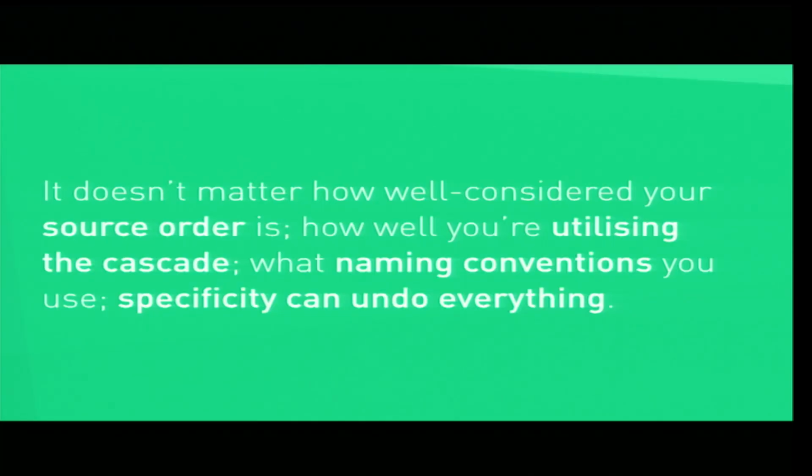It doesn't matter how well crafted your source order is. It doesn't matter how well you've made things cascade and inherit perfectly. Specificity can undo everything. You can have a perfect source order, things cascade in a beautiful manner, and you put one ID at the top of a project, and it can override everything after it, which is one reason why you probably shouldn't use IDs in CSS.